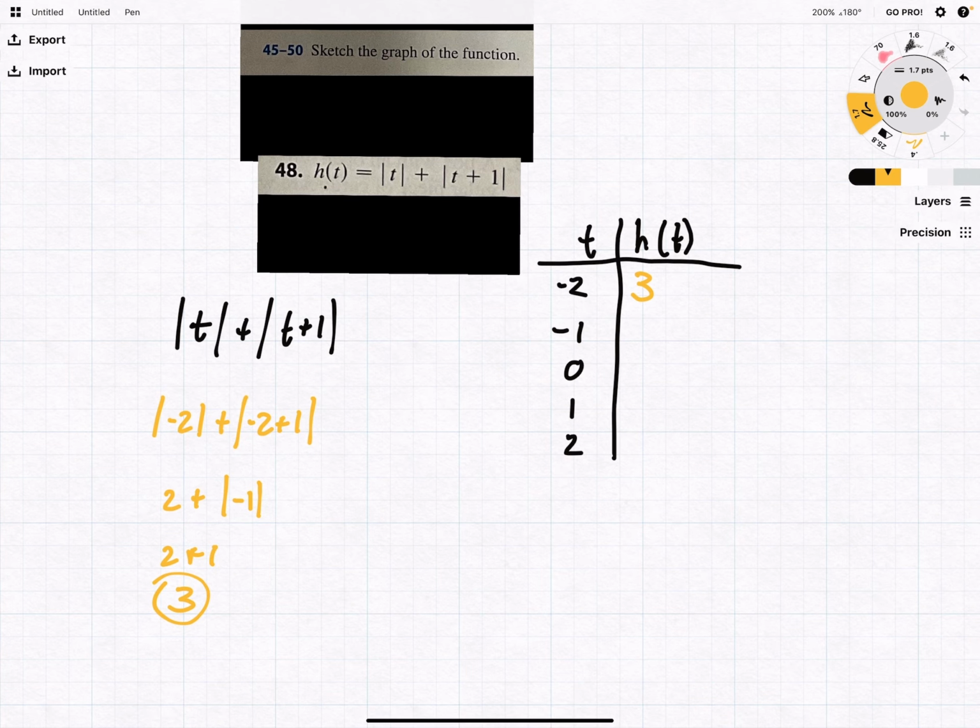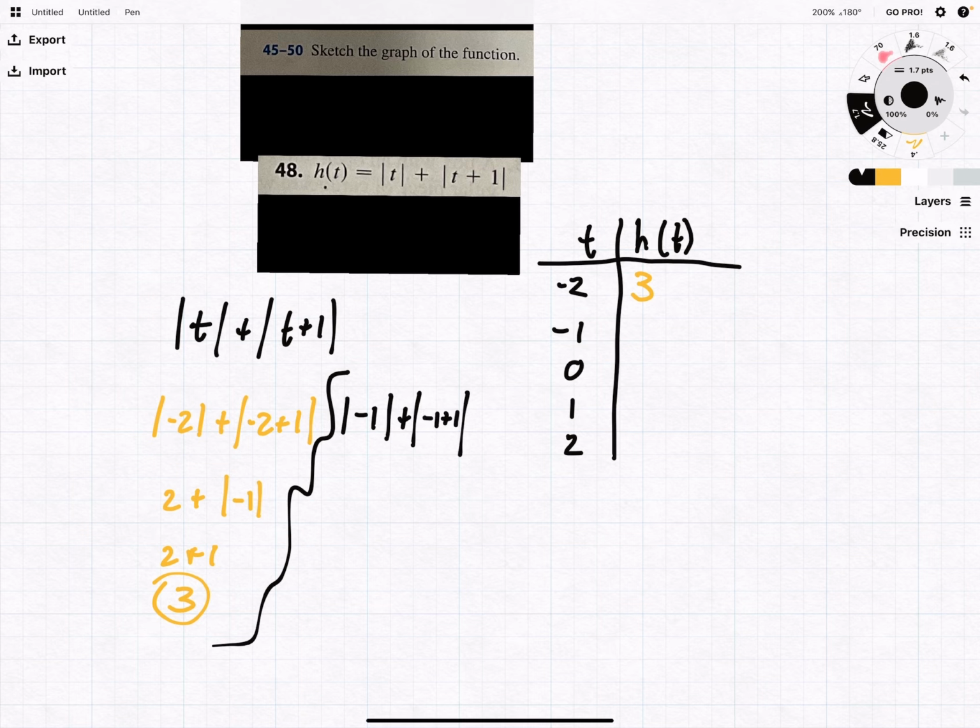So then when we have -1 in, let's see. I'll draw a little line here to separate it out, right? We'll have absolute value of -1 plus absolute value of -1 plus 1. And that's going to give us 1 plus, and now when we have a -1 plus 1, that's just going to give us 0. So 1 plus 0, and that gives us 1. So I'll just go ahead and write 1 right here. I guess I could write it in yellow just to keep the same color going.